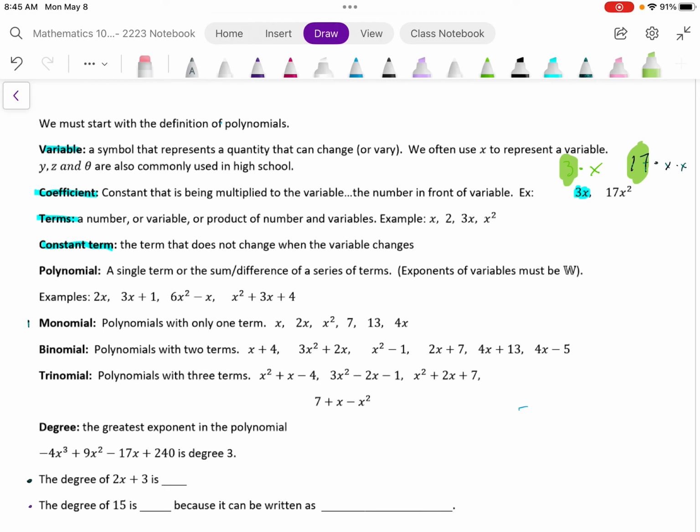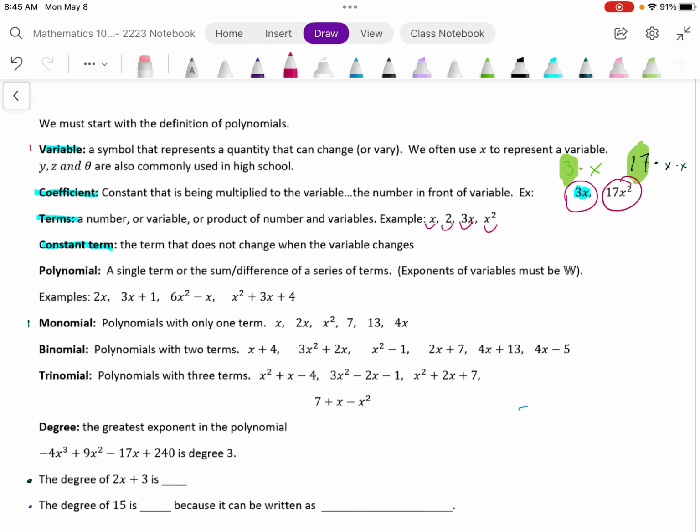Now, term is commonly used, and it's a number or variable or a product of numbers and variables. So for example, x can be considered a term. 2 can be considered a term. 3x is considered a term, as is x squared. Simply because they're either a number or variable or a product of a number and a variable. Product just simply means a multiplication. 3x is also a term, and same with 17x squared.